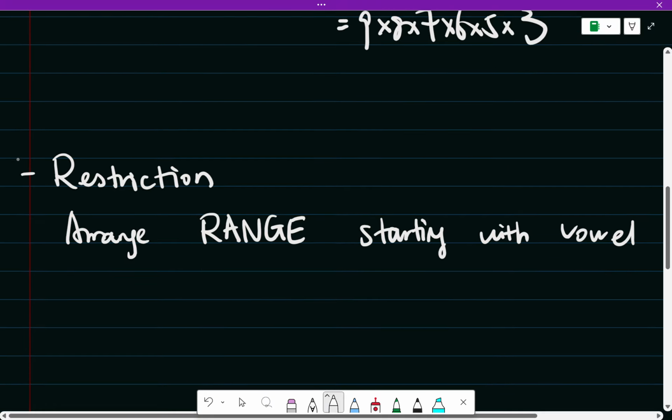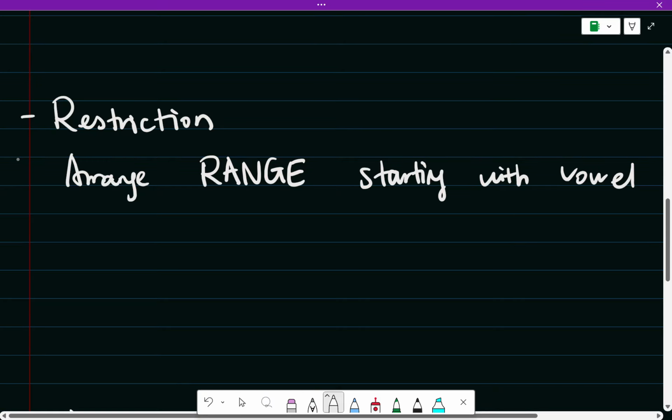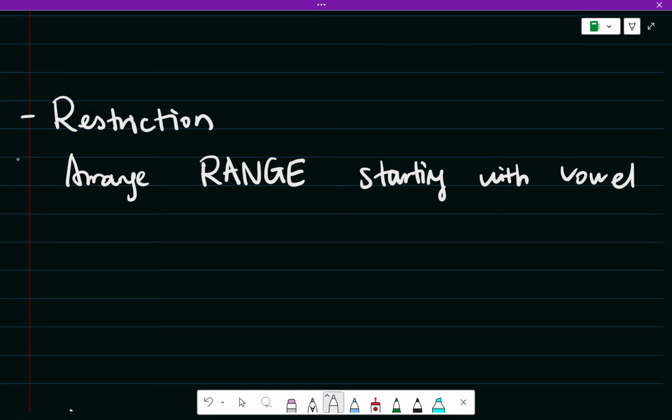The next kind of question is when we're still arranging letters in a word, but this time with some specific restrictions stated in the question. So the first example right here is we need to arrange the word range, still a 5-letter word, but starting with a vowel. So we have a specific restriction or condition right here. And normally there's not a one-size-fits-all approach to all of these restriction questions. We need to deal with the conditions specified in the question stem case by case.